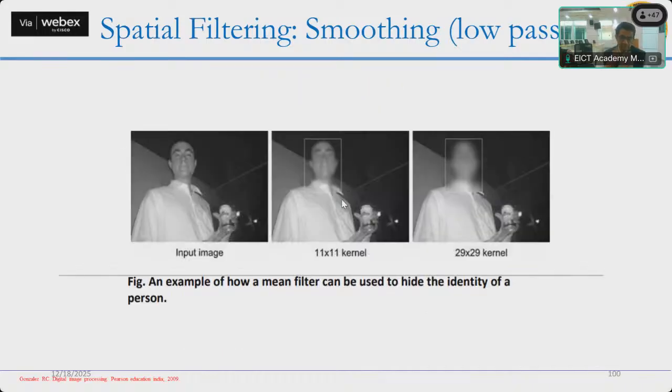In the same way, the mean filter is also used to hide the identity of a person. You would have seen these types of pictures in the newspaper and on TV, when, for example, some criminal cases are going on, and we don't want to reveal the identity of either party, that is, the criminal or the committer. So here the input image was there. Here you apply the 11 by 11 kernel, and here you apply the 29 by 29 kernel.